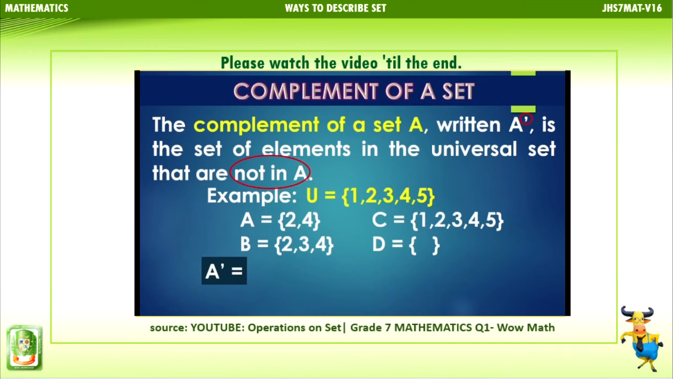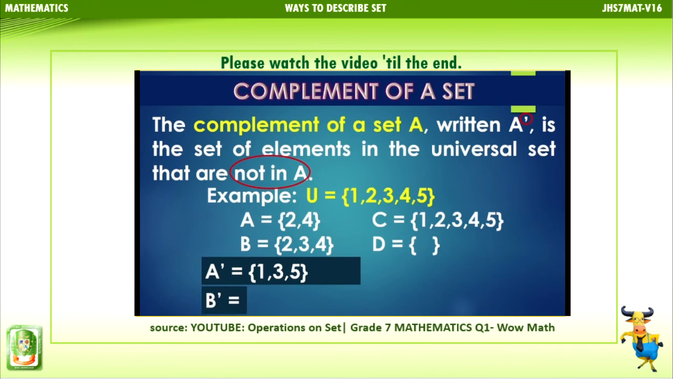Again, pag sinabi natin complement, wala siya sa set A, pero nasa universal set. Okay, the complement of set A. Balikan nyo yung set A. Ang laman niya ay 2 and 4. Ano yung wala sa set A, pero nasa universal set? Ano ang wala sa kanya? Wala siyang 1, 3, and 5. So, that is the complement.